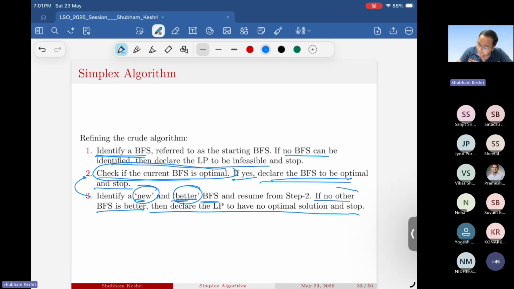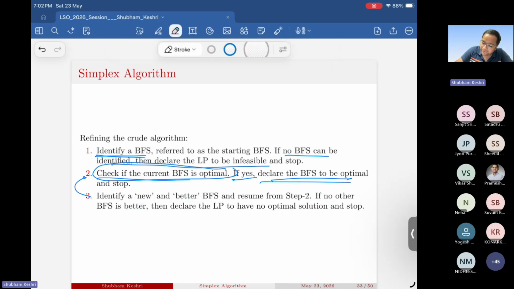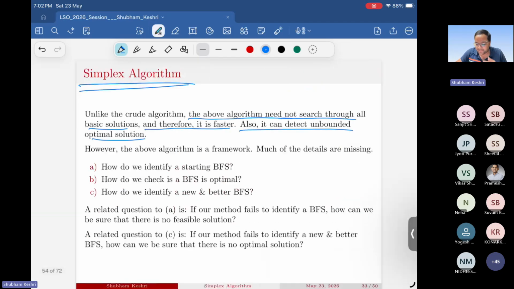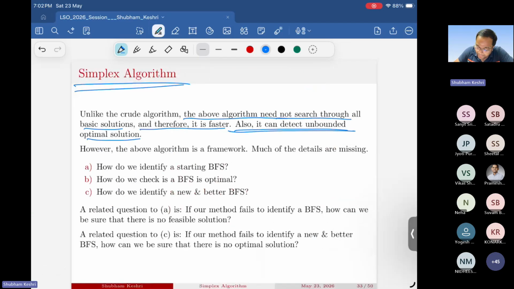Okay. So what we are saying is that we have a way of identifying a better basic feasible solution. If we are not able to find a better basic feasible solution, then we'll declare that LP to be optimal. So this is the idea of simplex. Okay. So this algorithm can detect unbounded optimal solution.